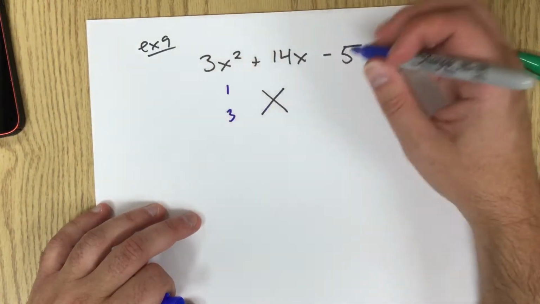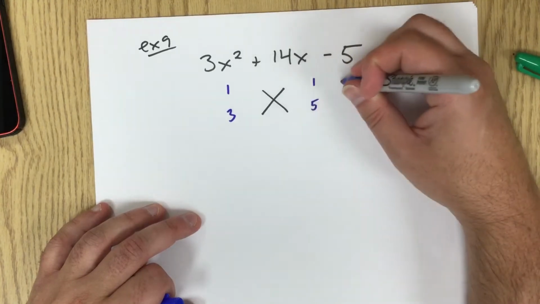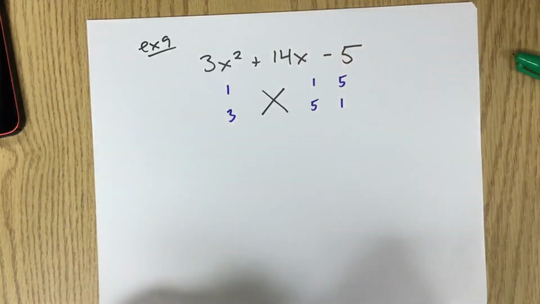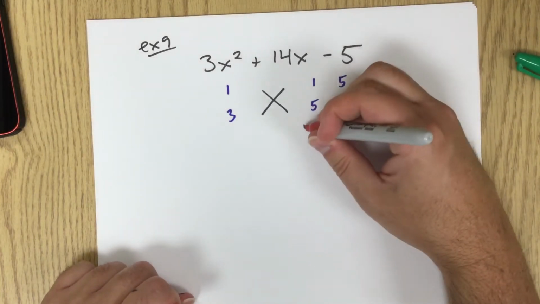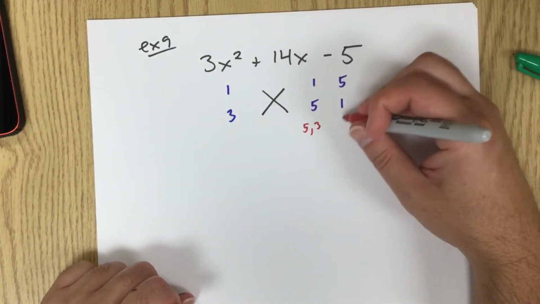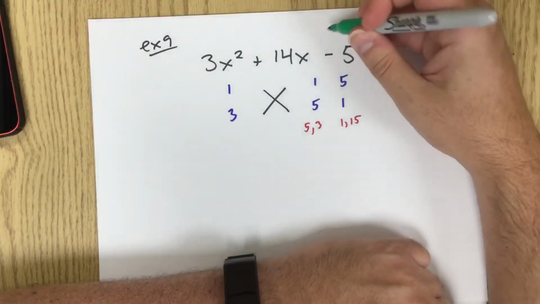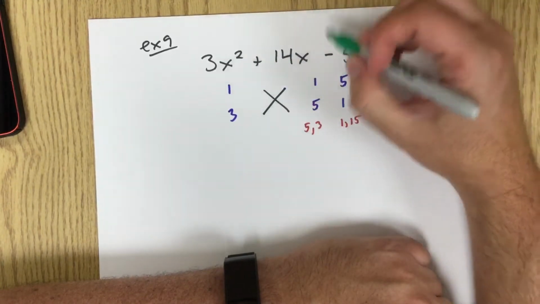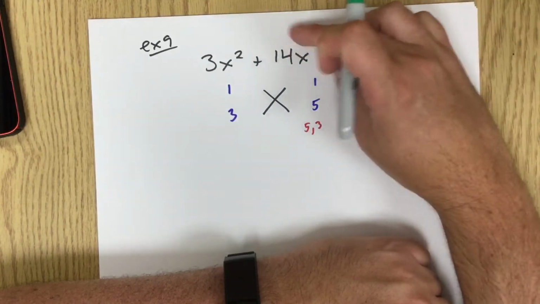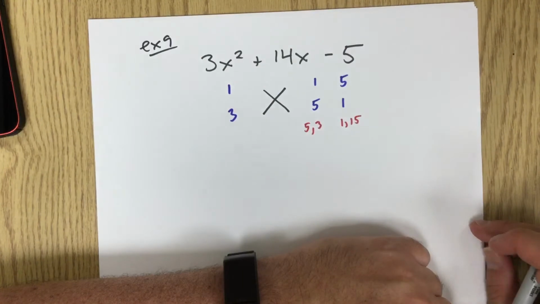So it's going to be 1 and 3. This is going to be 1 and 5, 5 and 1. Write out the red numbers. That's going to be 5 and 3. This is going to be 1 and 15. Now we notice, again, we have to multiply to this and add up to this when we're expanding it. It's always going to multiply to the last number and add up to the middle.